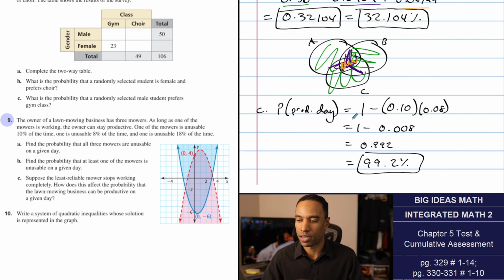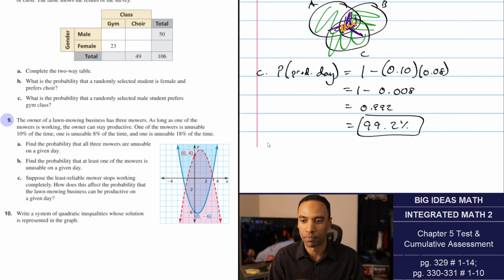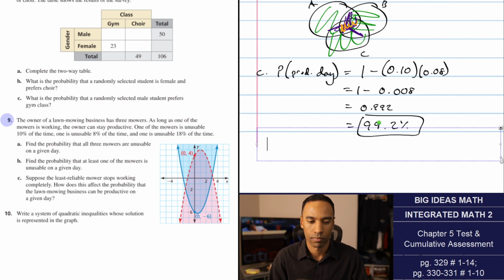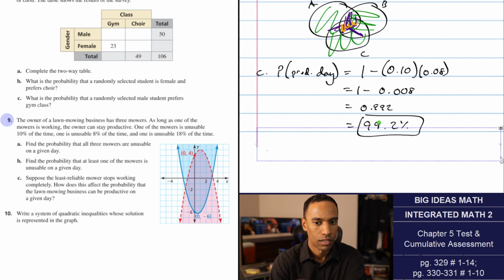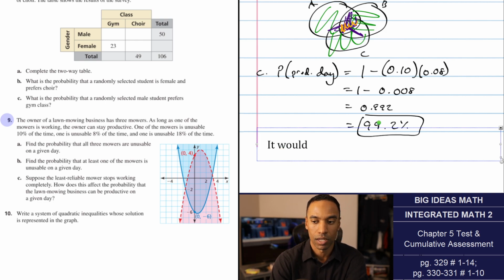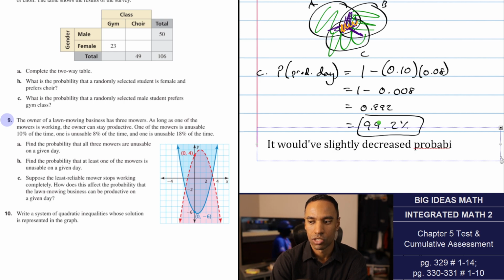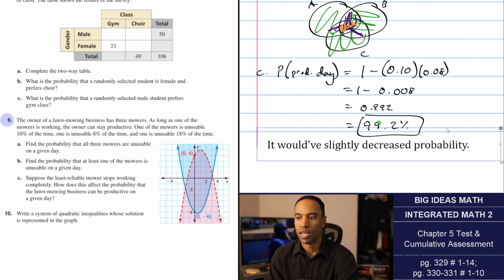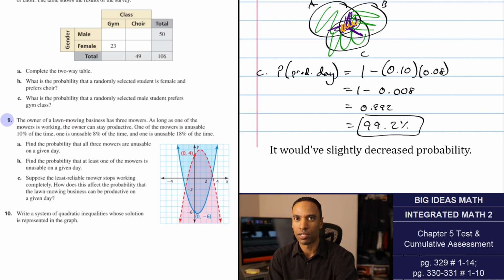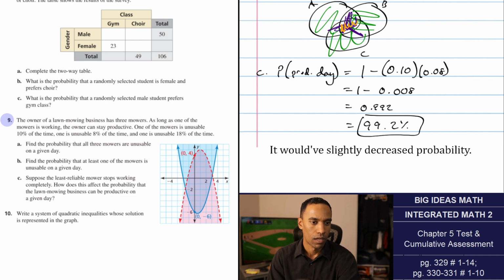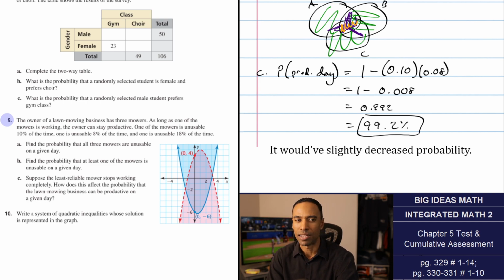Yeah, the other one would have slightly decreased the probability, because you have less to look forward to still having another one work. The other one would have left you at 1 minus 0.00144. That would have had you at 99.856%. So this other one was at 99.856% there.